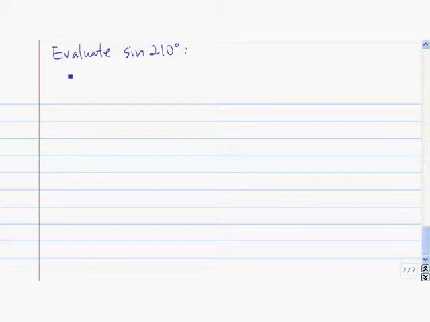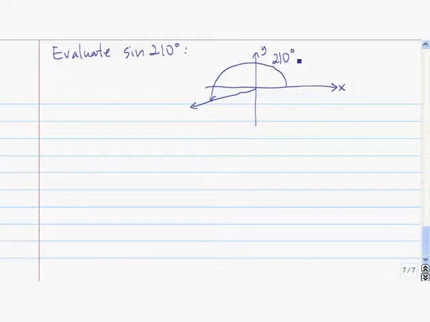Okay, let's put those examples to use by evaluating sine of 210 degrees. The first thing that we need to do is find a point on the terminal side of 210 degrees. Let me start by drawing that angle. Now we need to find a point on the terminal side of that angle. What we observe is that from here to here, it's 180 degrees. So to get to 210, we have to go 30 more degrees. So this angle here is 30 degrees.